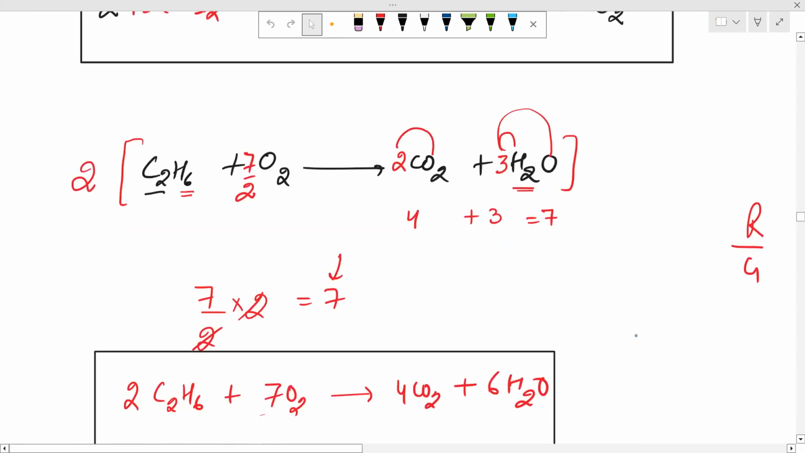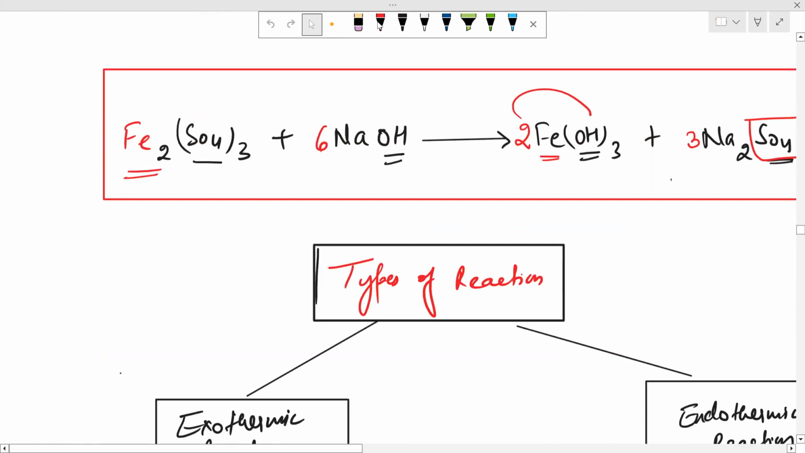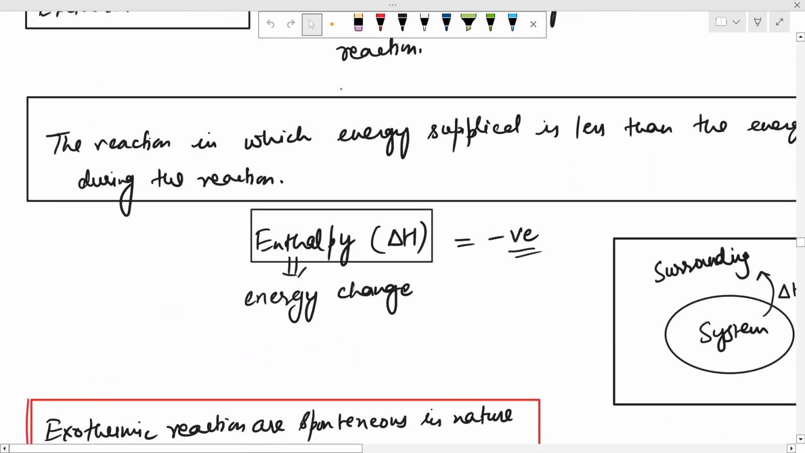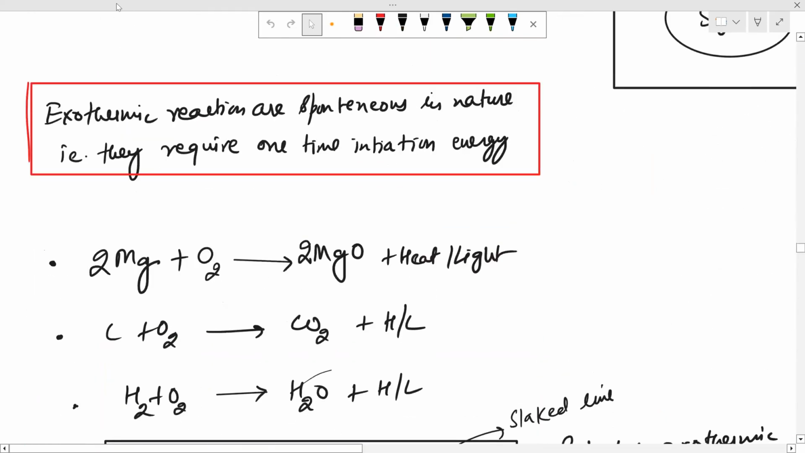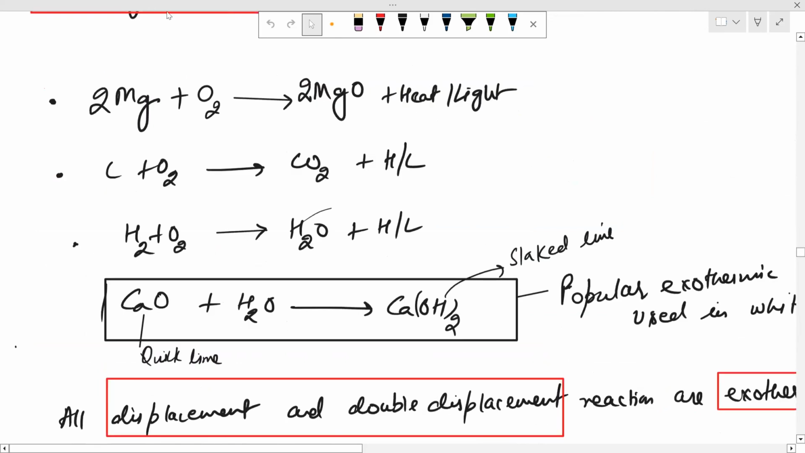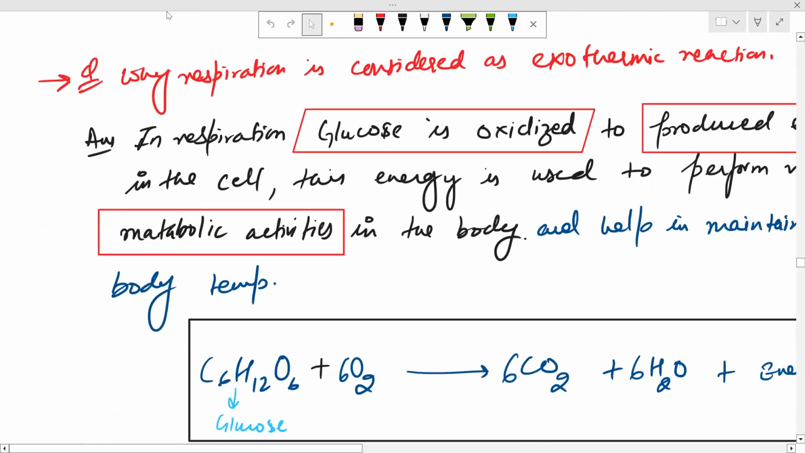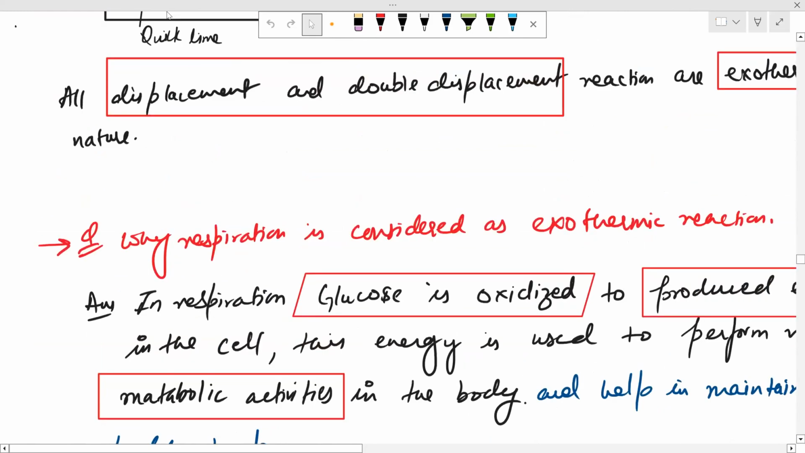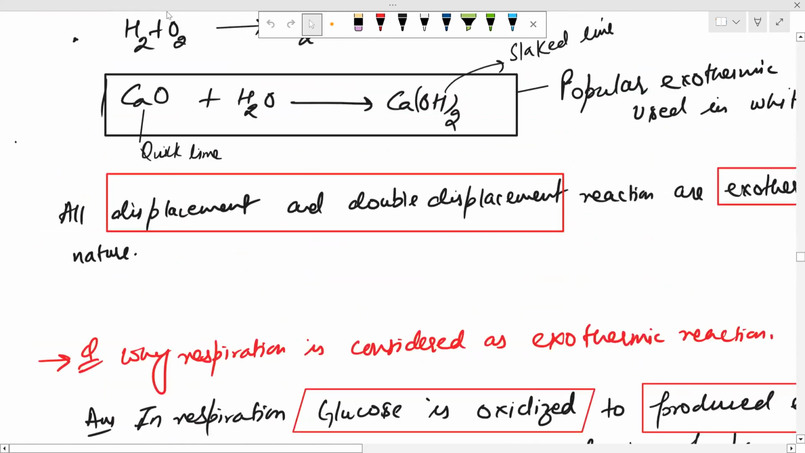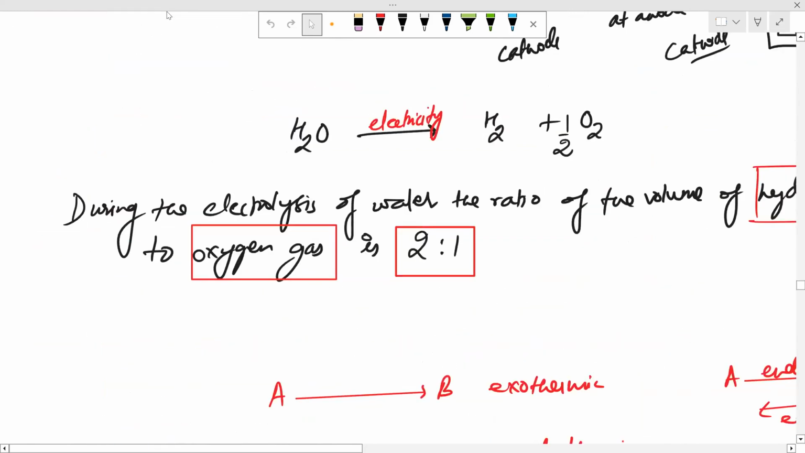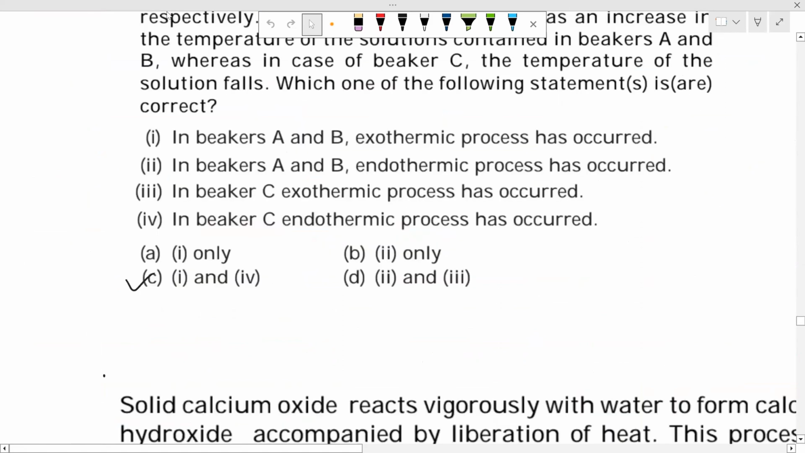Displacement reactions. So if I talk about displacement reaction, note down the definition: the reaction in which the more reactive element displaces the less reactive element from their compound is considered to be a displacement reaction.